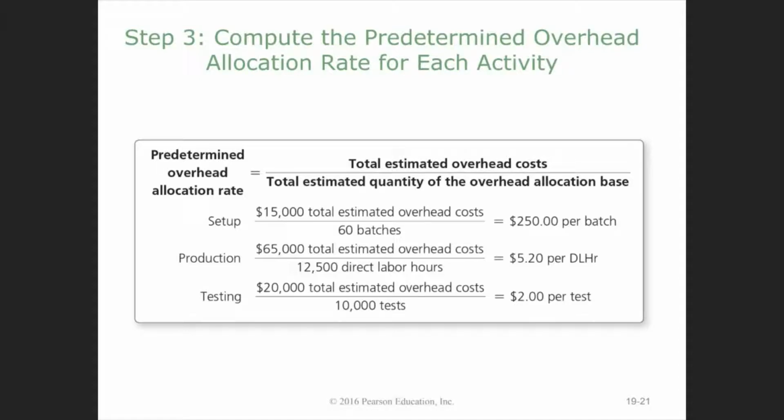For production, we're taking that 65,000 total estimated overhead cost divided by 12,500 direct labor hours, and that's going to give us $5.20 per direct labor hour. And then for testing, we're taking the 20,000 total estimated overhead cost divided by 10,000 tests, and that's going to give us $2 per test.